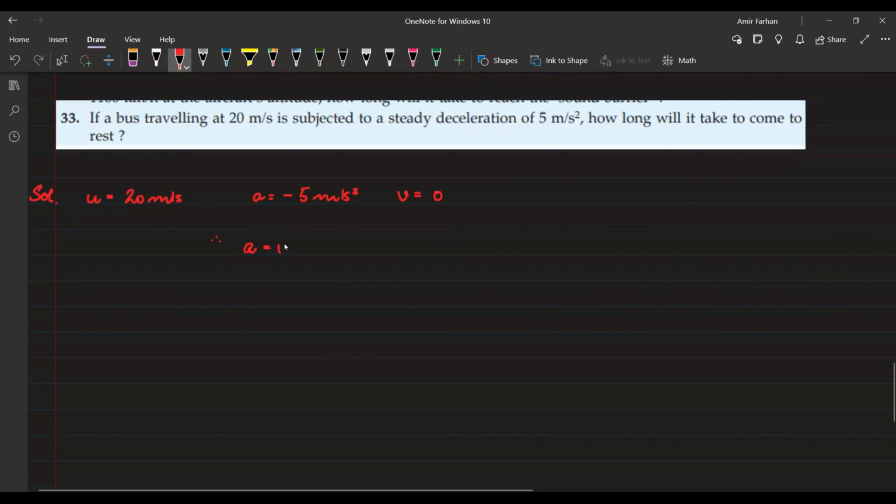So a equals v minus u by t. I need time, so a will go there: t equals v minus u by a. So 0 minus 20, divided by minus 5. That is minus 20 by minus 5. The minus signs cancel and it will be 4. So it will take 4 meter per second.